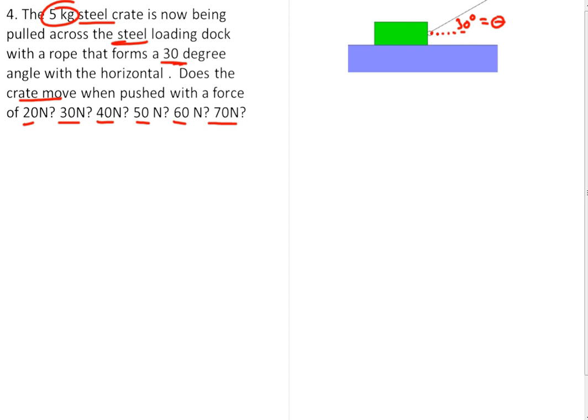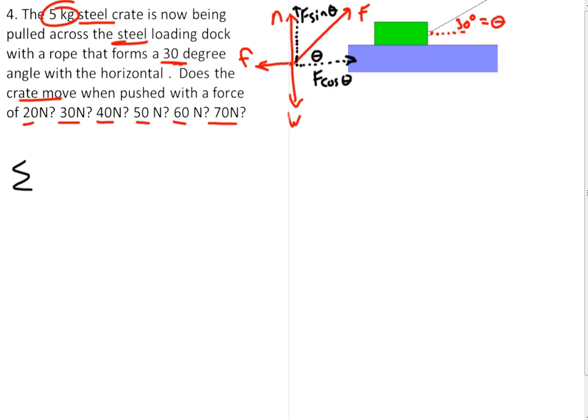So let's go ahead and draw ourselves a free body diagram. We've got weight going down, normal force going up. We're assuming that we're pulling this object to the right, so friction is going to be to the left, and our force or the tension on the rope is over there, up and to the right. Now what we have to do is resolve that force into its two components, the x component and the y component. So our trigonometry tells us that's just going to be F cosine theta and F sine theta respectively.